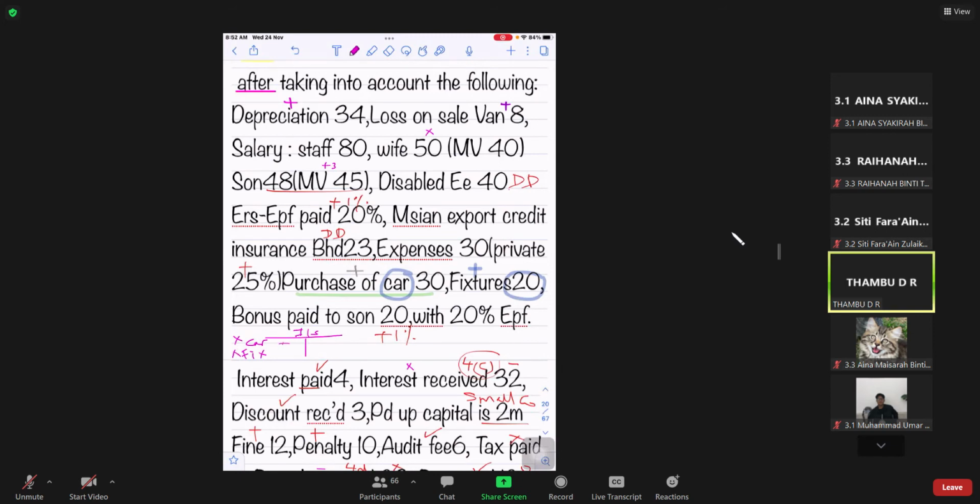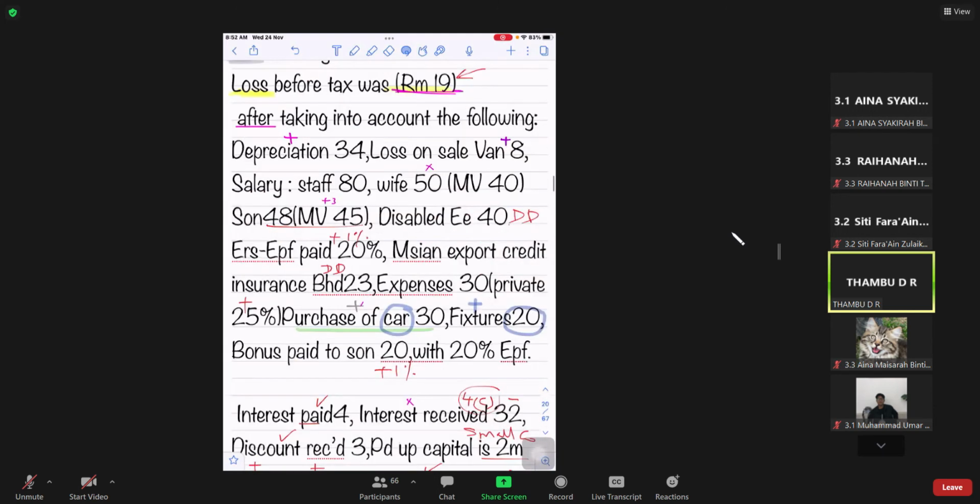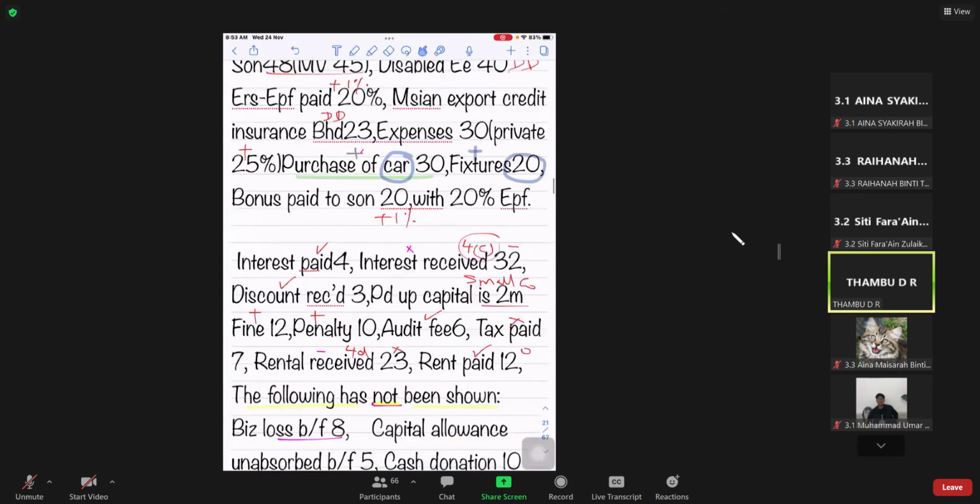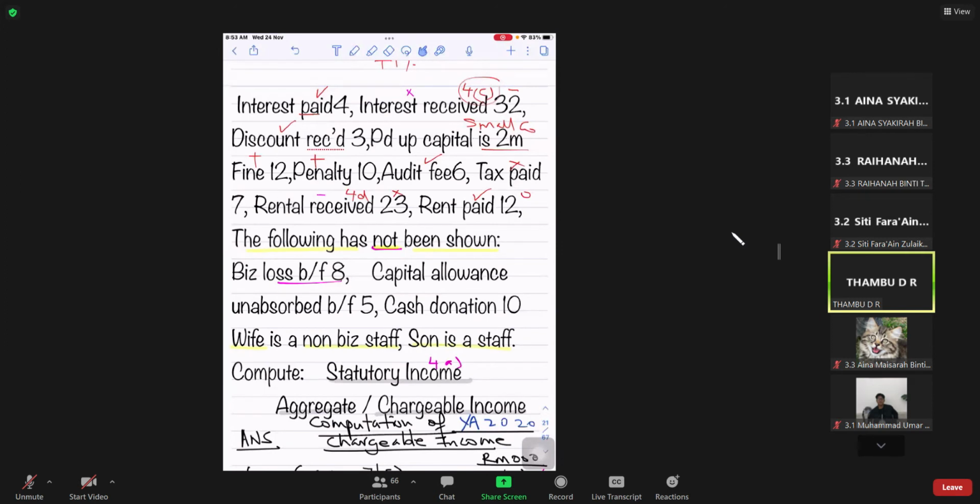So what do you do? If you put the car here, you minus, I'll add it back. So remove that from the income statement. This one, car you debited. Debit means you already deducted. I'll add back. Fixtures you already debited in the income statement. Debit means minus already. Now I'll add it back. Then you see the words, the following has not been shown.